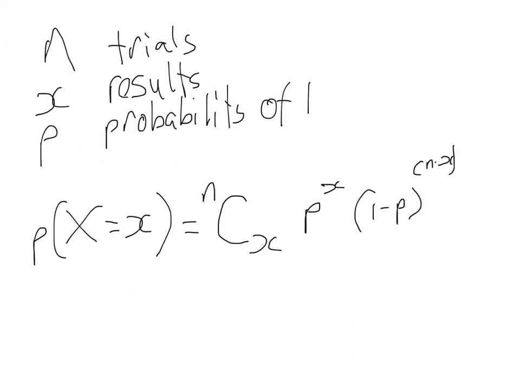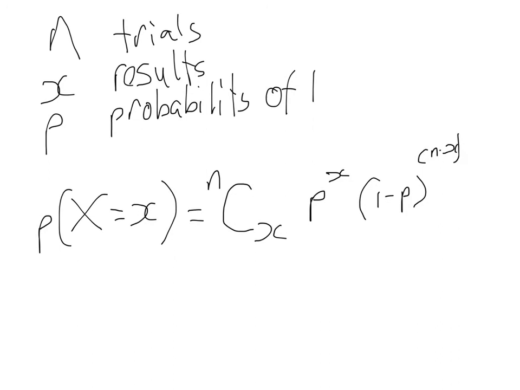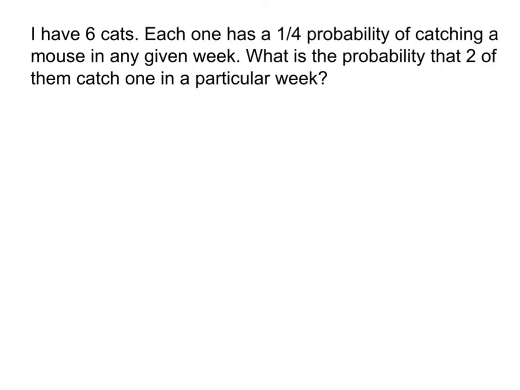All right, so to look at that in a more sensible way, let's have a look at one problem, and then I'll get you to do one. Okay, so I have 6 cats. Each one has a 1/4 probability of catching a mouse in any given week. We're assuming here that those probabilities are independent, that if one of them catches one, there are not fewer mice, and so the probability won't change. First of all I write down my parameters. My n is equal to 6, because I've got 6 cats. My probability is equal to 1/4. And my x, what I'm looking for, is 2 of them.